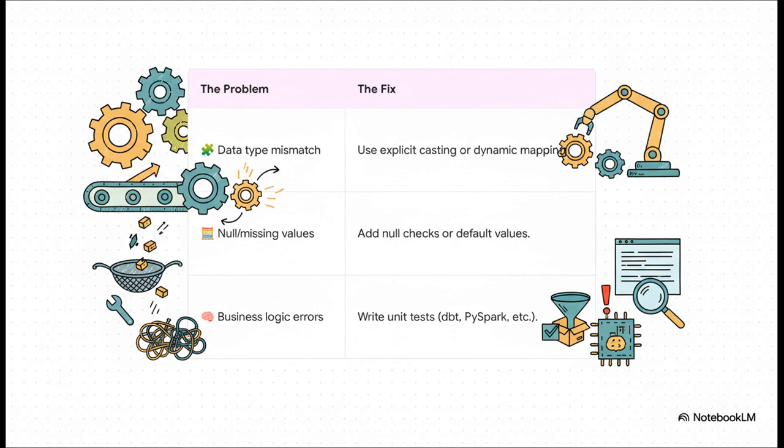But you know, the most dangerous ones are the silent business logic errors. These are subtle flaws in your calculations. The pipeline doesn't even crash, it runs, it says success, but it's spitting out the wrong numbers. That is just insidious. And that's exactly why you have to rigorously test your logic with tools like dbt or PySpark. It's not optional, it is absolutely essential.